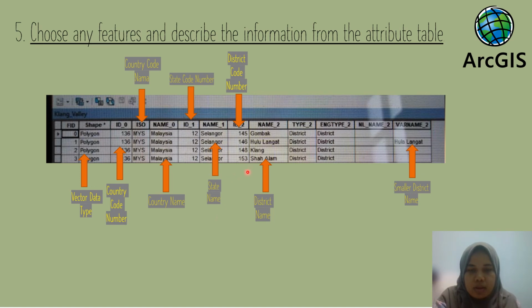And the next column is district code number 146, 145, 148, 153. And next column is district name. We have Gombak, Hulu Langat, Klang, and Shah Alam. And then at the last column we have a smaller district name, which is Hulu Langat.